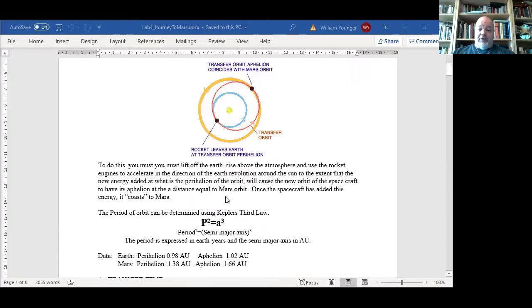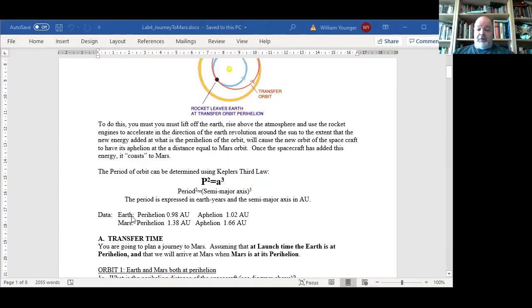What we're going to use repeatedly is Kepler's third law. We're going to use these distances. The Earth perihelion distance is 0.98 AU, and the Earth's aphelion distance is 1.02 AU. Again, that's astronomical units. So these are both data about Earth's orbit. Then Mars's perihelion is 1.38 AU and its aphelion is 1.66 AU.